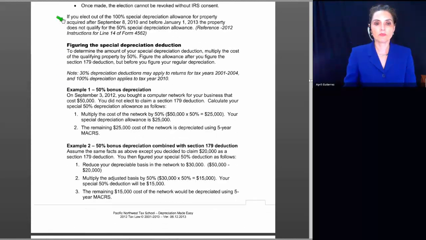If you elect out of the 100% special depreciation allowance for property acquired after September 8, 2010 and before January 1, 2013, the property does not qualify for the 50% depreciation allowance.